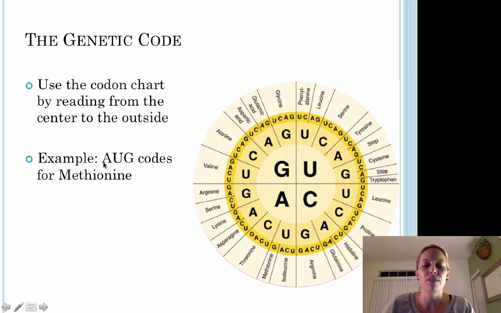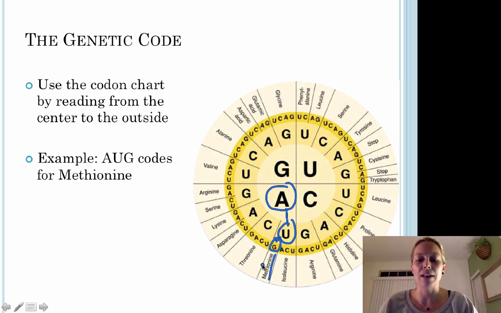For example, if I'm reading an mRNA molecule, I break it up into groups of 3. That's our codon. This codon AUG, if I'm going to read that, I go A from the inside, there's my A. Then I go U, here's my U, and then G, and there's my G. We see that the codon AUG codes for the amino acid methionine. When you write the amino acids, you don't need to write the full name, they're quite long. All you really need to do is write out the first 3 letters of the amino acid.